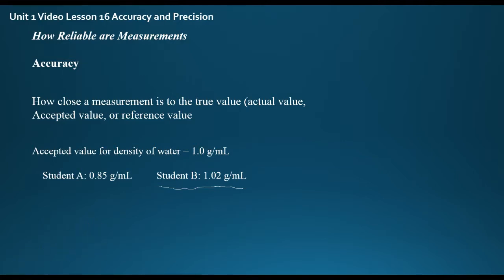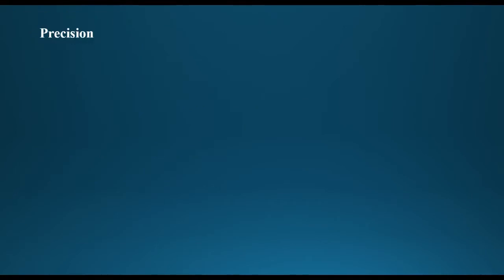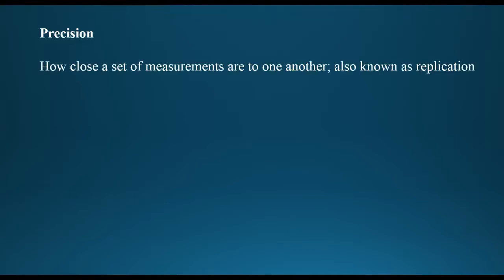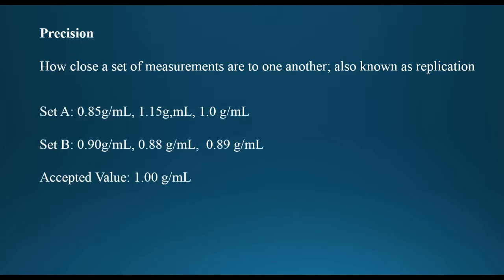Okay, so that is the accuracy, how close a measurement is to the true value. The second assessment of reliability is precision. Precision is how close a set of measurements, not a single, but a set of measurements are to one another. This is also known as replication or reproducibility. How well are you able to replicate or reproduce your data? So let's take a look at this.